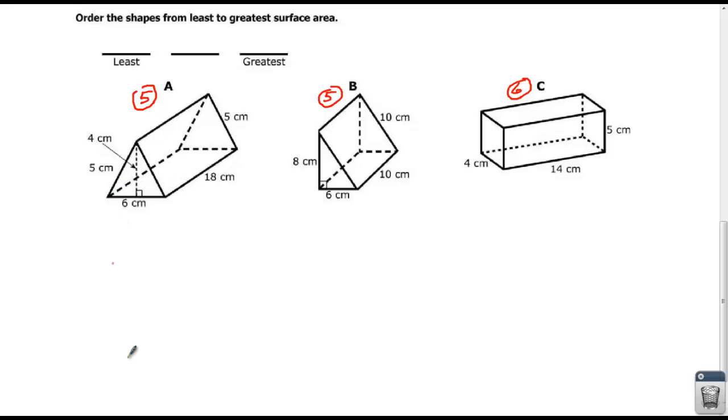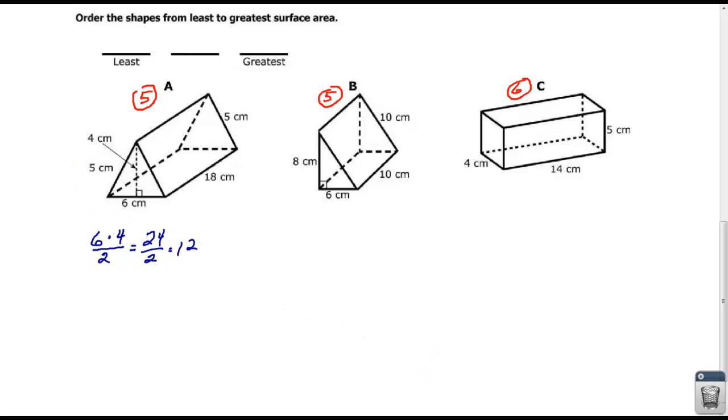Once again, we're going to start with this end. This end has a base of 6, has a height of 4. We don't want to get confused by that 5. Has a height of 4. And since it's a triangle, to find its area, we have to divide by 2. 6 times 4 is 24. Divide that by 2. You get 12.